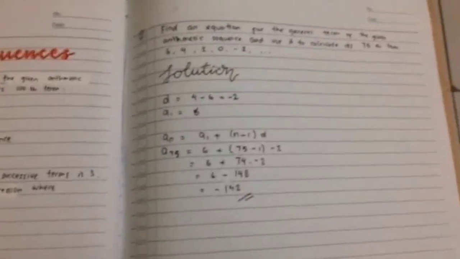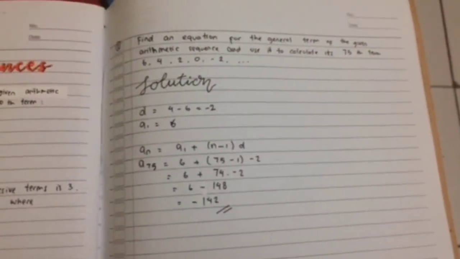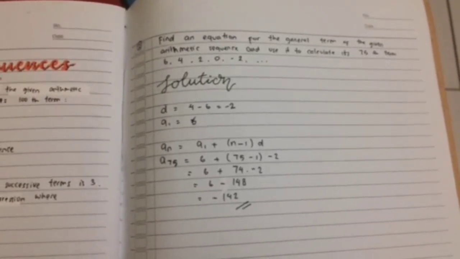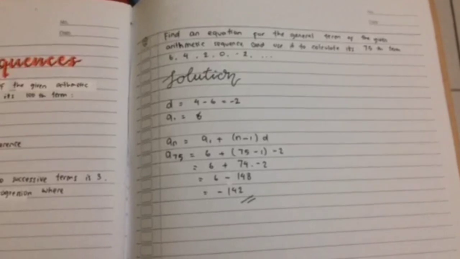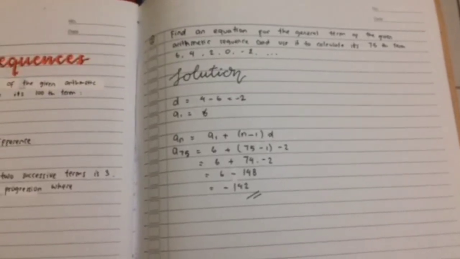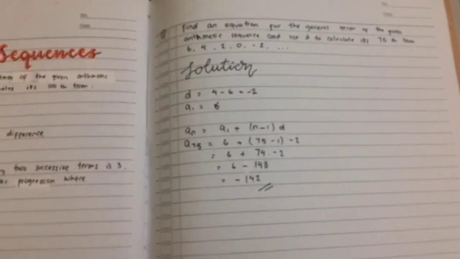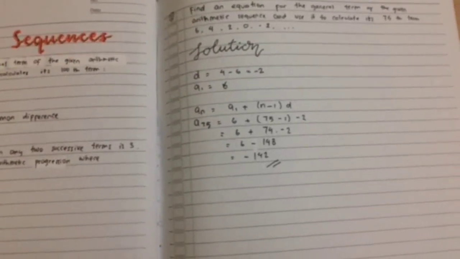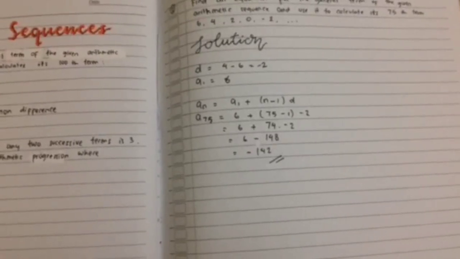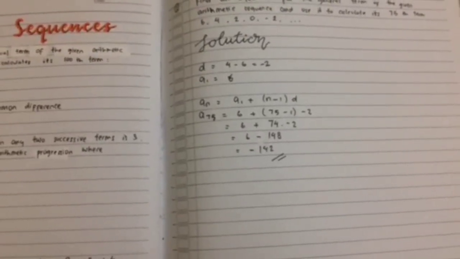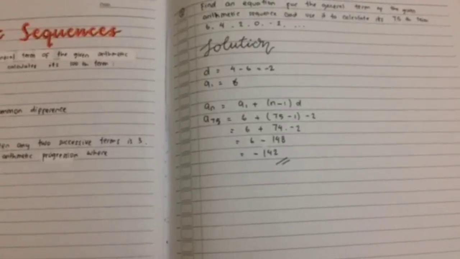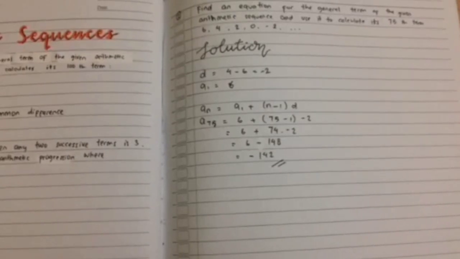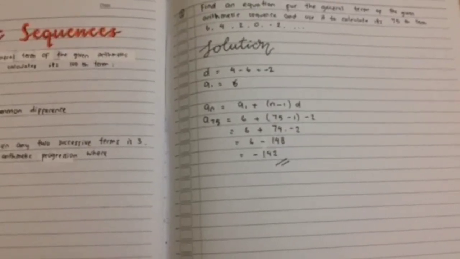The second example, find an equation for the general term of the given arithmetic sequence and use it to calculate its 75th term. The sequence is 6, 4, 2, 0, minus 2, and 3 dots. Begin by finding the common difference. d equal 4 minus 6 equal minus 2. The common difference of an arithmetic sequence may be negative.